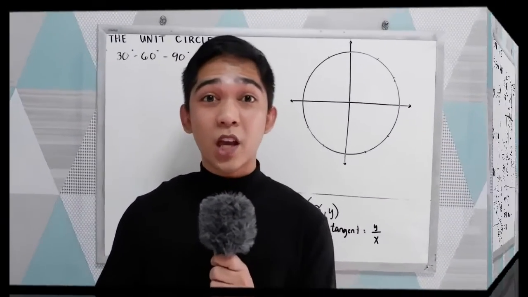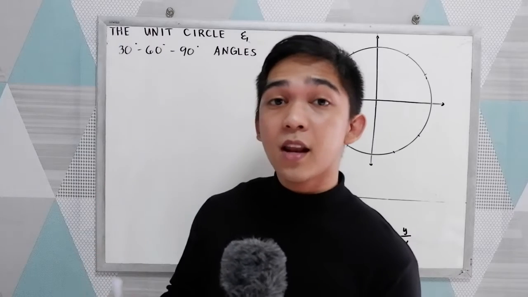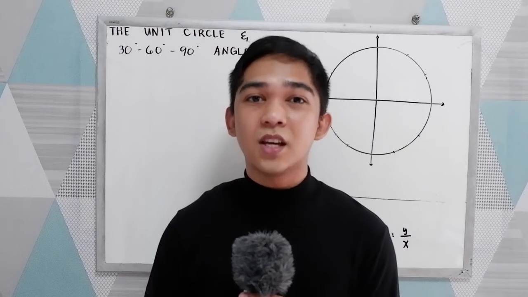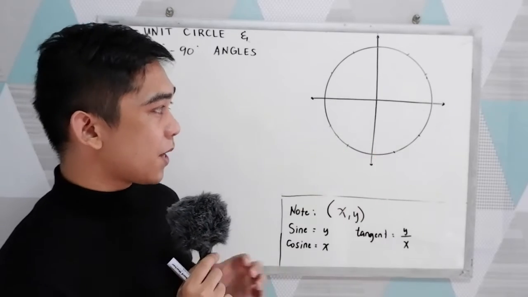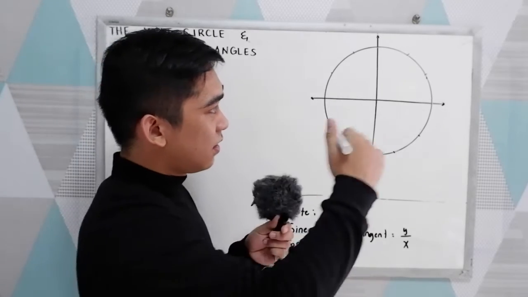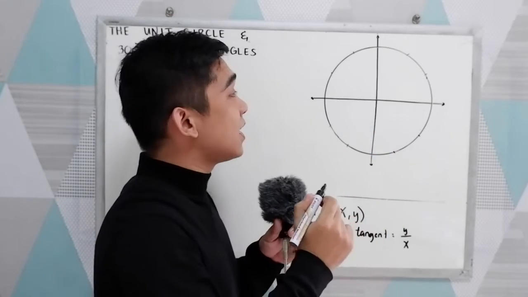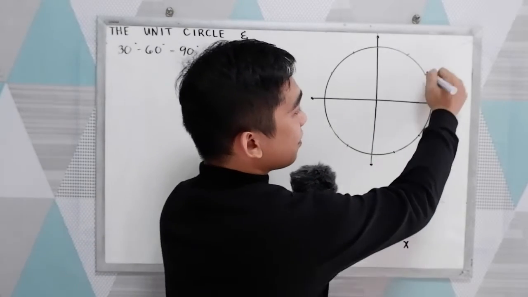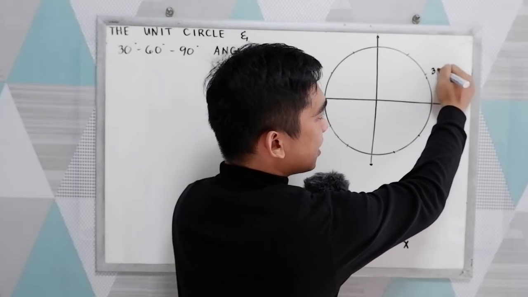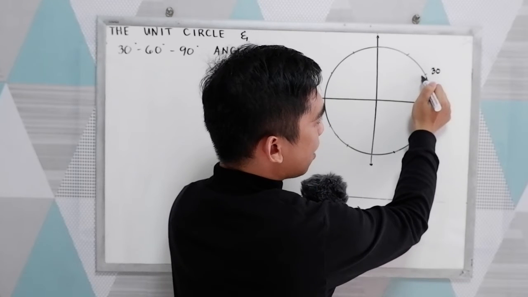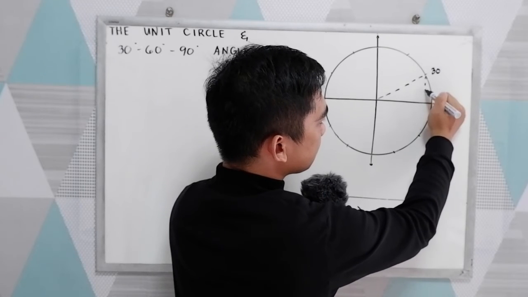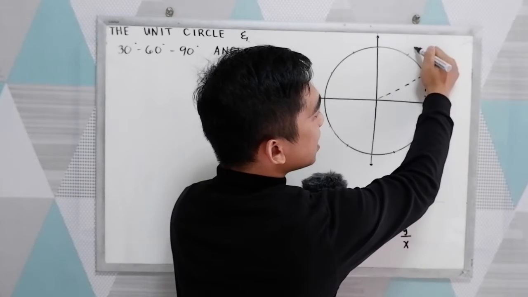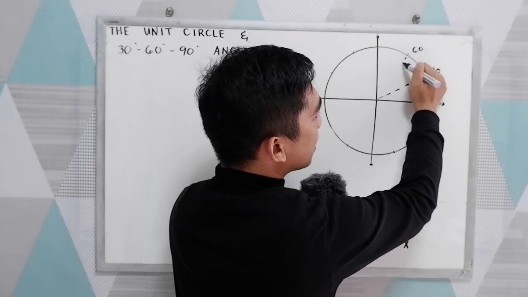Good day everyone. Today we will be discussing the unit circle and the 30, 60, 90 degree angles. So in our Cartesian plane, let us locate the 30, 60, 90 angles. So we have here the 30, this will be our triangle. 60, this will be our triangle.